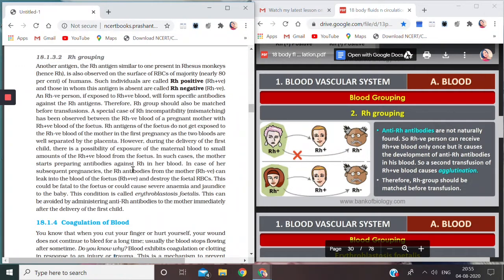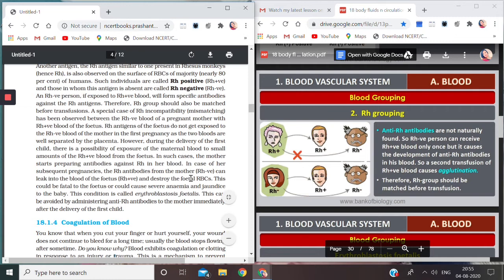Now, her body has made those antibodies and the antibodies are inside her. So, the antibodies from the mother can leak into the fetus, and if the fetus is Rh positive, the antibodies can leak into the fetus. And what will antibodies do? They will destroy the Rh factor of the fetal RBCs. And this could be fatal to the fetus.